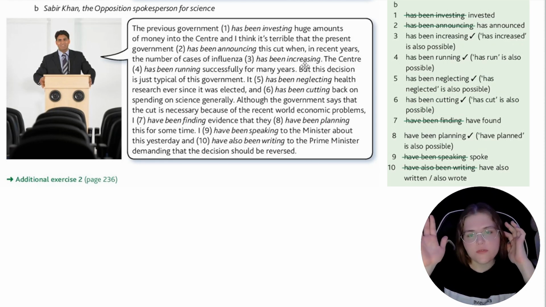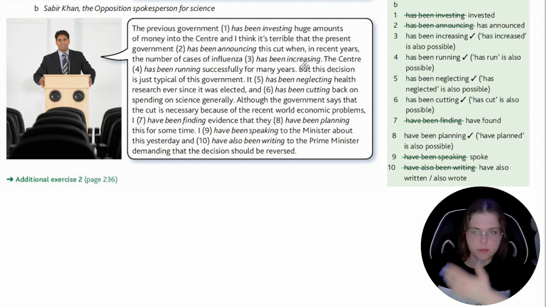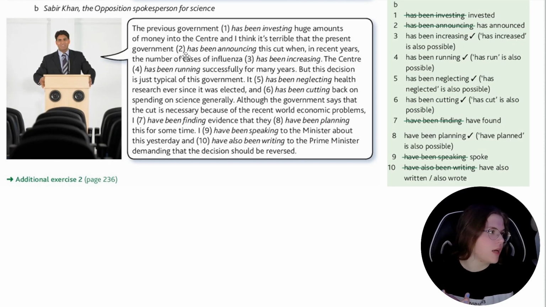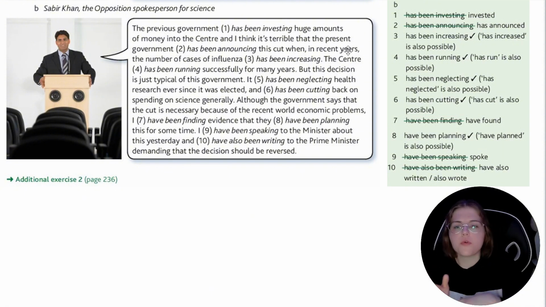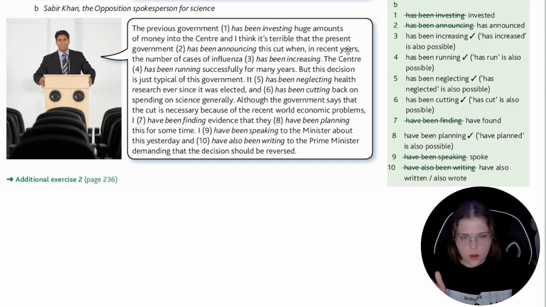And one more time, they invested huge amounts of money in the past, just in the past, maybe 10 years ago. The previous government made it, so it was in the past and has no connection with the present moment. Then in the second, has announced this cut, just about a report, without any duration. In recent years, the number of cases of influenza has been increasing. This is in progress now. So present perfect continuous, or has increased if it's just about a report.